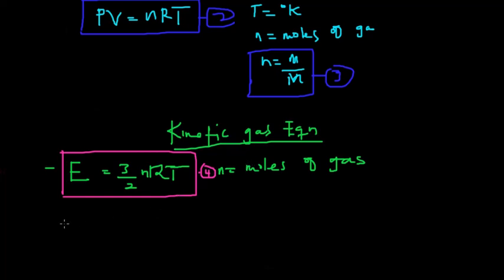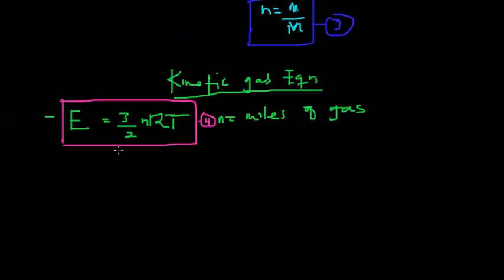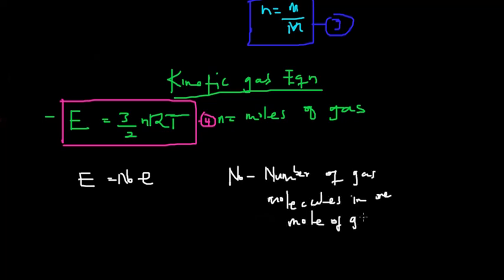Aside from the kinetic gas equation, we have the average kinetic gas equation. Let's take a look at what it is. Since we know that E is equal to this, N naught is the number of gas molecules in 1 mole of a gas. You can simplify this as Avogadro's constant, because Avogadro's constant is the number of molecules in 1 mole of a gas.